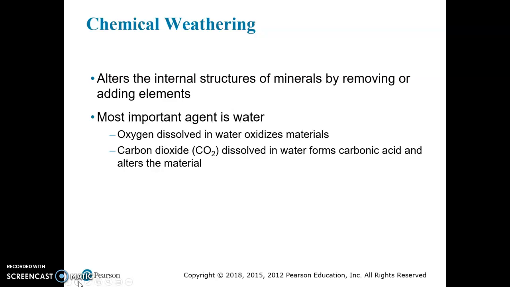So chemical weathering is the breaking of rocks into smaller pieces by some type of chemical. So we're going to affect the internal structure of the minerals. And this is due to the removal or addition of chemical elements. During this type of transformation, the rock is going to decompose into substances that are stable within whatever environment they're in. The most important agent we see is water.